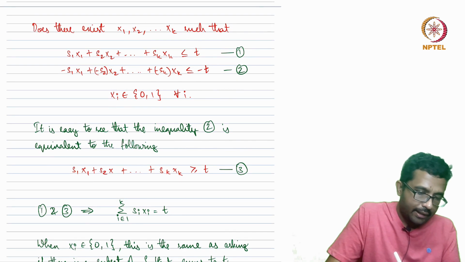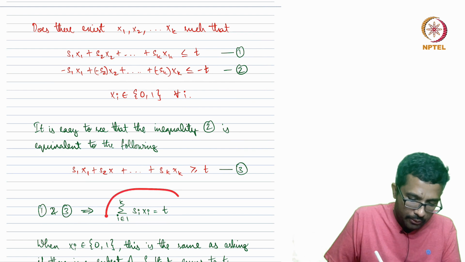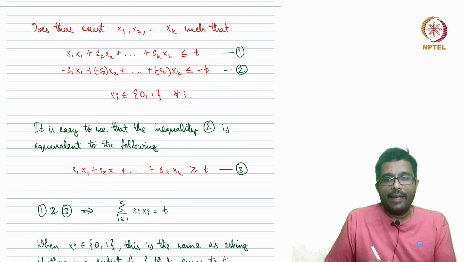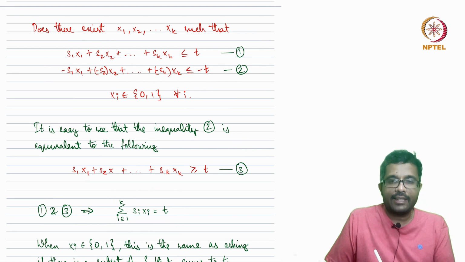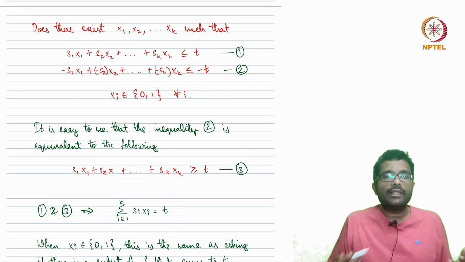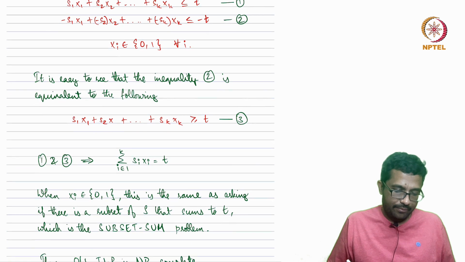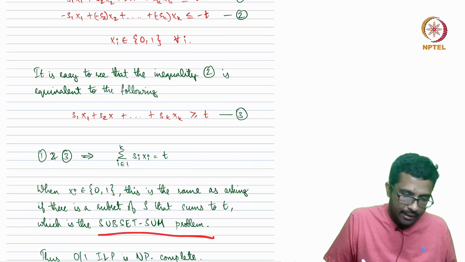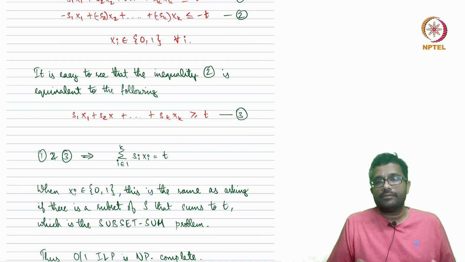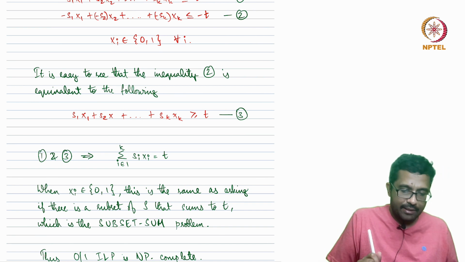So we wrote the 0, 1 ILP instance and we said that this is equivalent to checking whether there is xi such that summation si xi is equal to t, but that happens exactly when there is a subset of S which sums to t, right? So what we end up with is the subset sum problem, right? So this is equivalent to the subset sum problem.